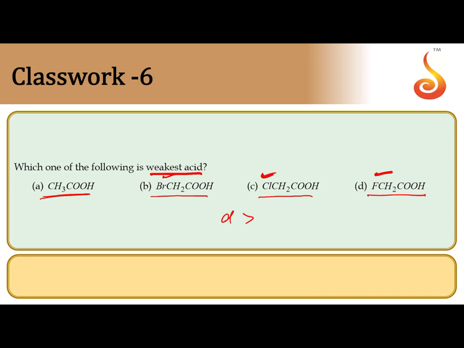After that, chlorine is the next strongest. After that, C. After that, B. But in option A, there is no electron withdrawing group. That's why the strongest acid is D, the weakest acid is A. They are asking for the weakest acid. That's why the option is A.